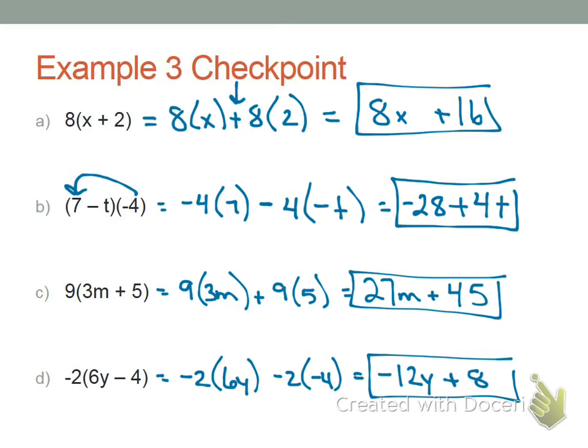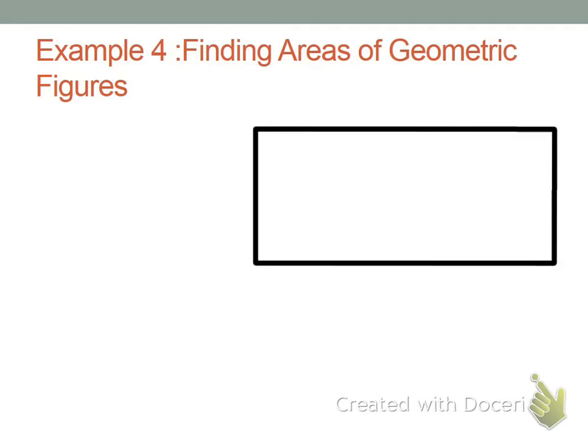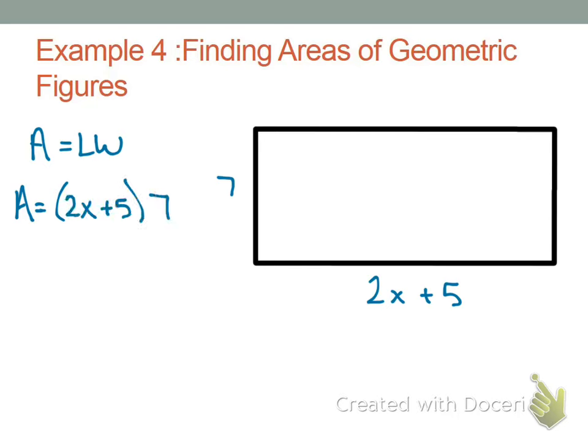Okay, very good. Last example, we're finding an area of a geometric figure. I have a, what kind of shape is this? It's a rectangle. What is the formula to find the area of a rectangle? A equals L times W. Use the distributive property to find the area. Let's see who can do it. All right, so we said area equals length times width. So area equals, what's my length? 2x plus 5 times 7.